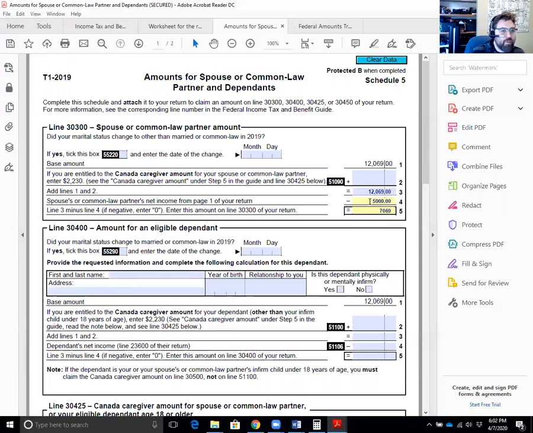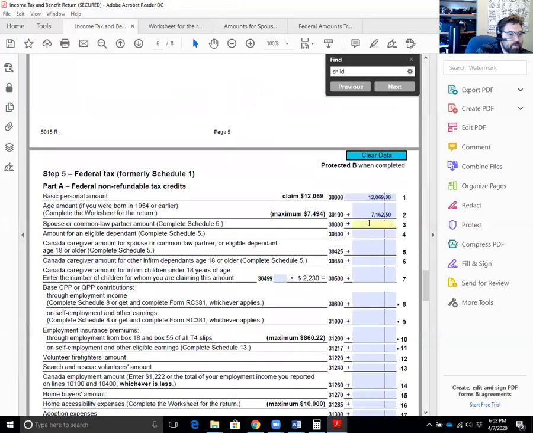Okay, so this is the amount that we're going to be putting in on line 3300 of our return, 7,069. Okay, so we've got that in there.